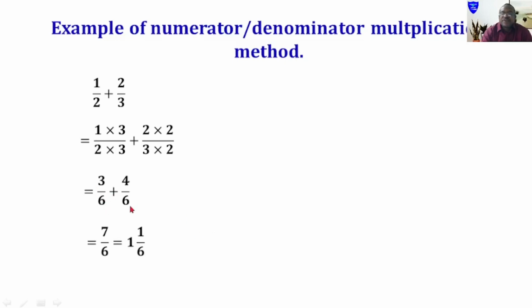So we have retained the denominator 6 and added 3 and 4 to get what? 7. And then this fraction is an improper fraction. It can be simplified into a mixed fraction, which turns out to be 1 and a 6th. Okay?